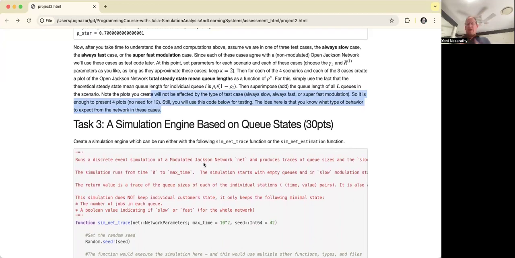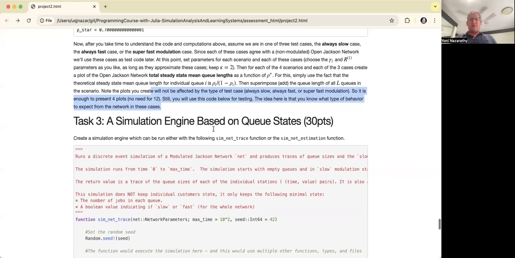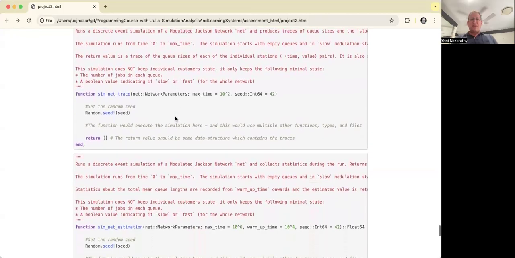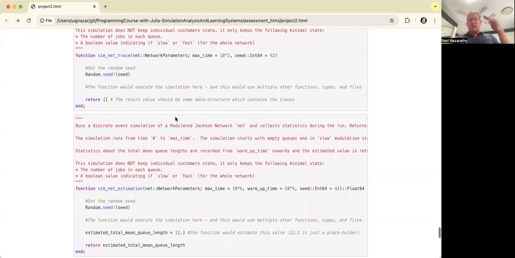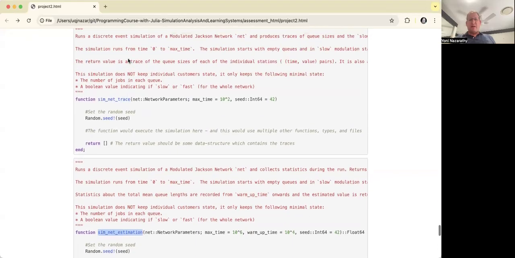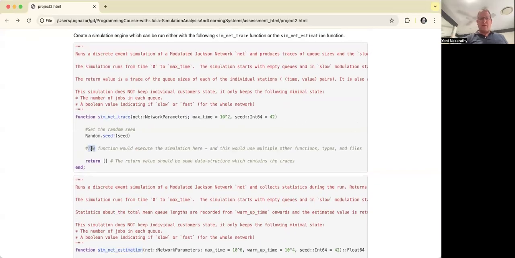Then you get to task 3, and this is really the heart. This is where you're actually going to code some stuff. This is where you're going to build stuff. This is the simulation engine based on Q states. Okay, so this simulation engine, we wanted to have an interface of two different functions. So the simnet trace function and the simnet estimation. Let me explain. And here inside, you're going to put all the good stuff, right?